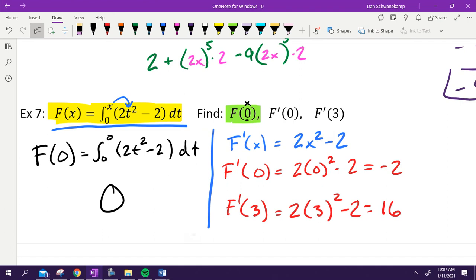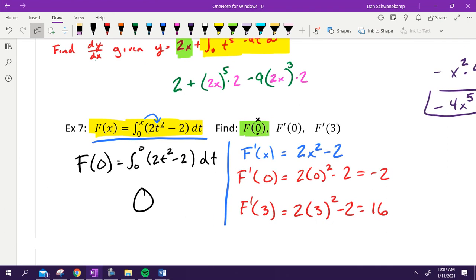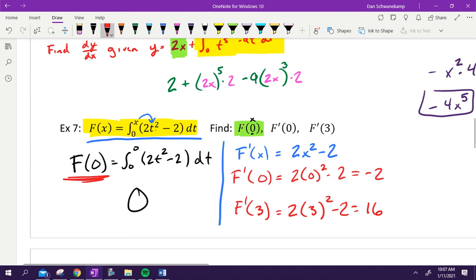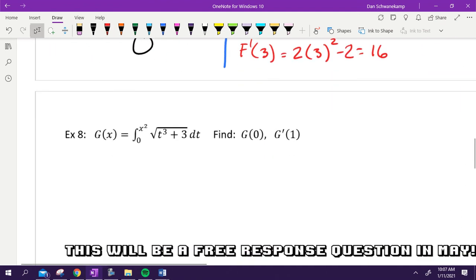Questions on 7? It's just a matter of what they gave me. If they told me f, then I just plugged it in. If they wanted f prime, I had to take the derivative first. Let's go to the backside.